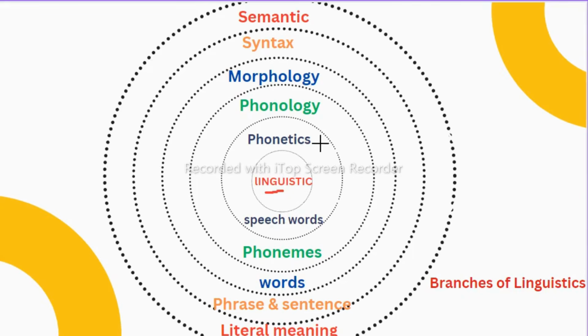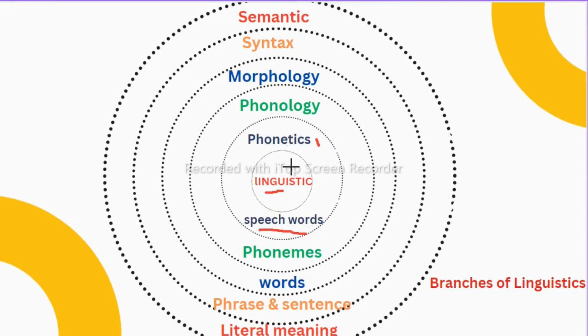What is phonetics? The first branch of linguistics is phonetics. Phonetics is a branch of linguistics which deals with the production, transmission and reception of sounds of any language. If I say it in simple words, phonetics is concerned with how sounds are produced. How speech words are produced, that is called phonetics.